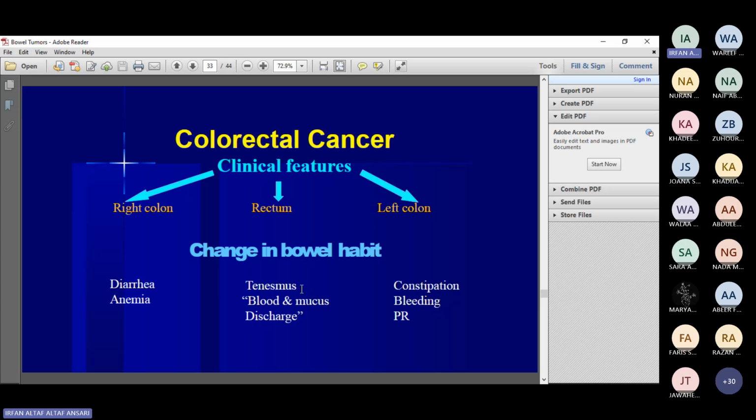What do you mean by tenesmus? Pain while passing the mucus. Blood and mucus discharge also can be seen in the rectum. Okay, so these are the colorectal cancer clinical features.